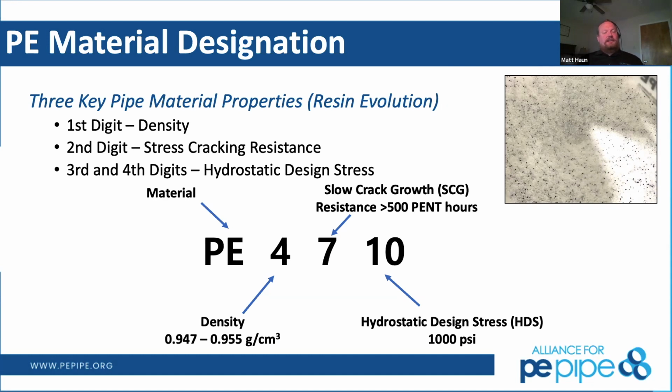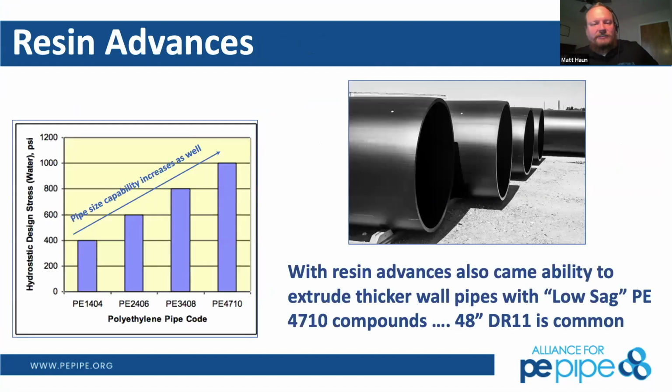So the hydrostatic design stress is what we use to calculate our pressure rating for an environment. And so it's broken up into hundreds of PSI. But just note that the current standard is going to be 1,000 PSI HDS. And I think Dusty or somebody talks about it later in the presentation.